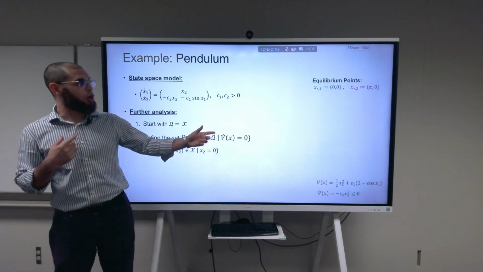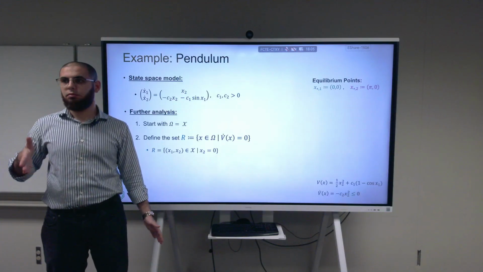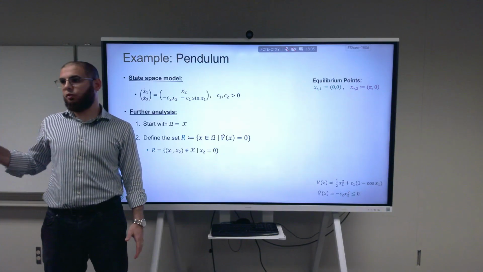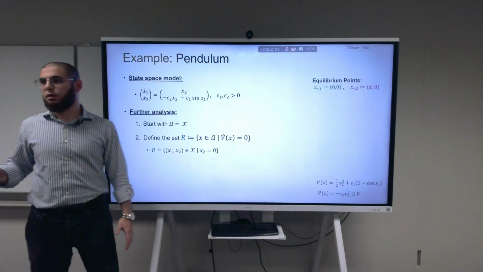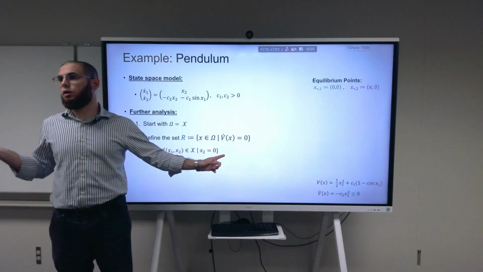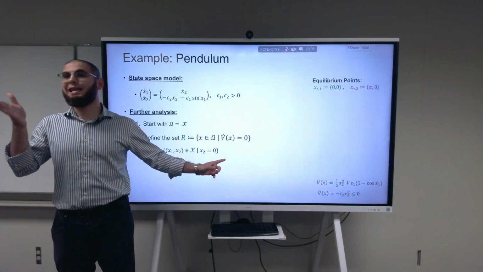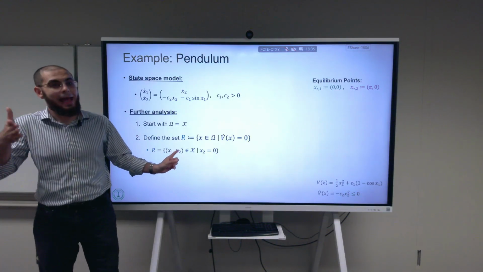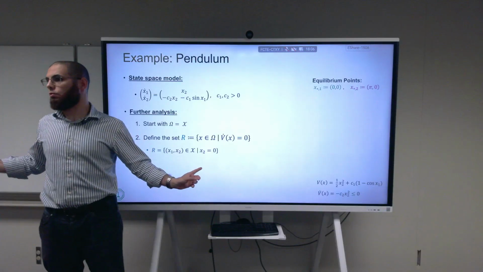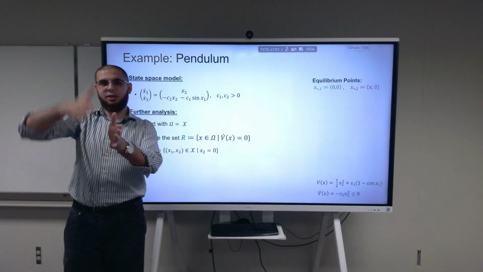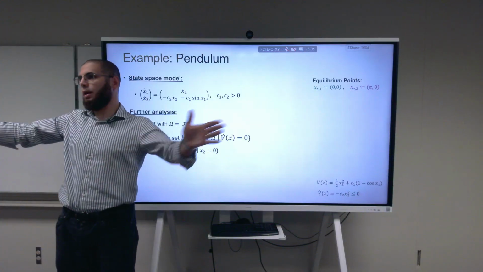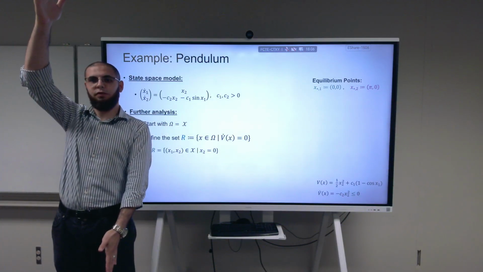Remember, we already calculated the V dot. What was it equal to? What we just calculated now. It is equal to minus c2 x2 squared, which means that the set R that has V dot equal to 0 is the set of all points x1 and x2 in the state space that have x2 equal to 0. Imagine that x1 and x2, just for simplicity, is the plane R2. So I have x1 from minus infinity to infinity and x2 from minus infinity to infinity.